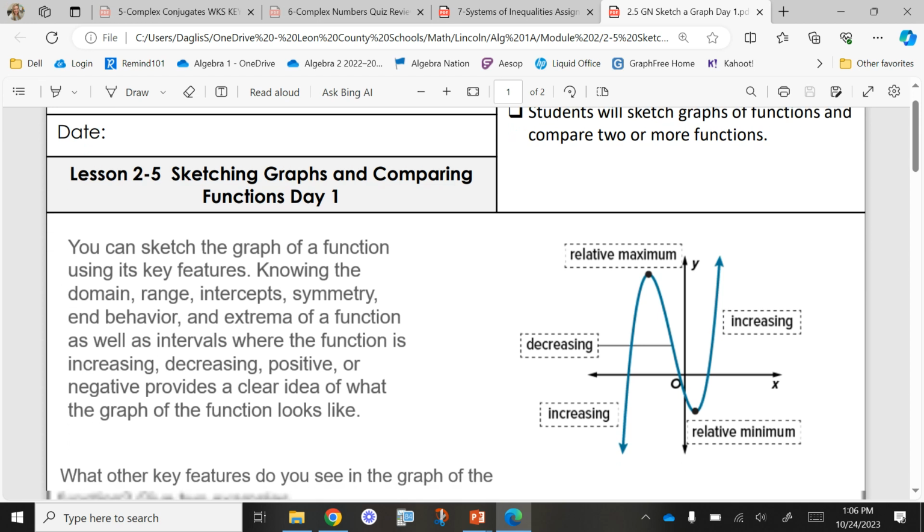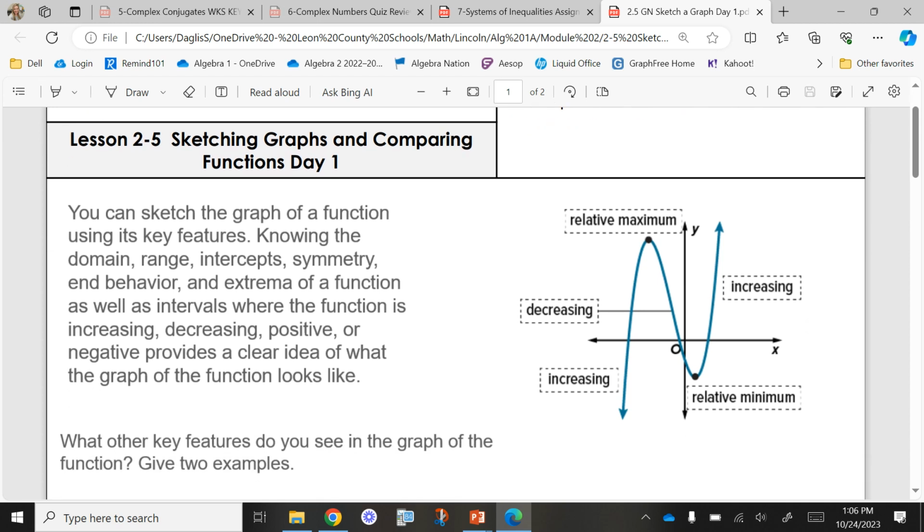So in our warm-up here, we have a function. Is it linear or is it non-linear? Non-linear. Good. How do you know that? It's all wavy. There are turns happening. Okay? So there are key features we can pull out of this. We see a relative maximum, a relative minimum. We see increase, decrease.